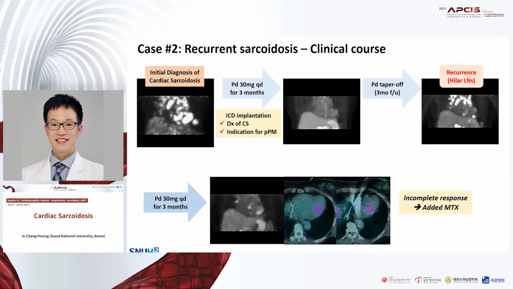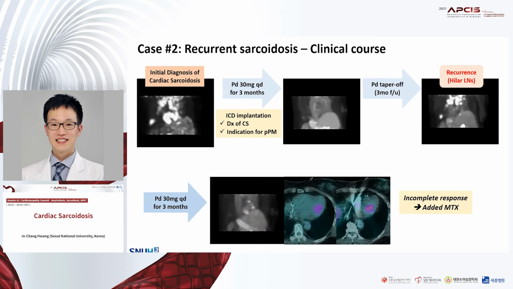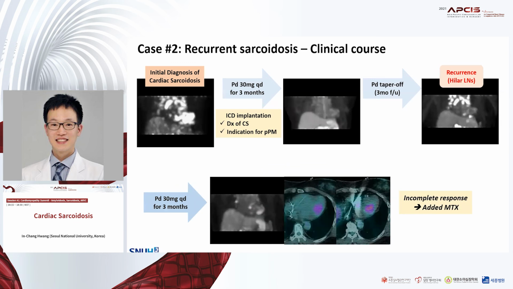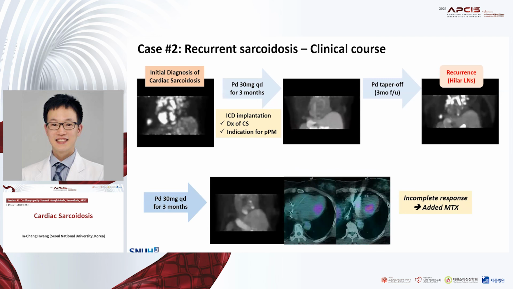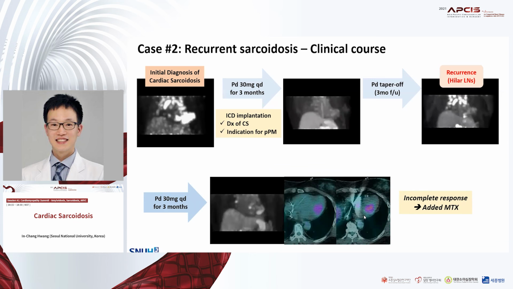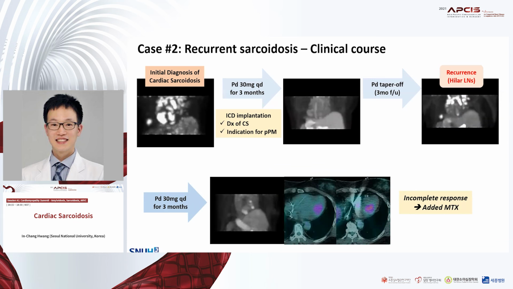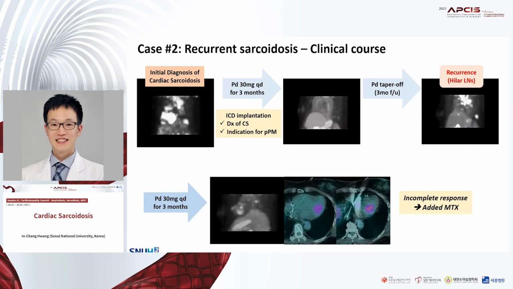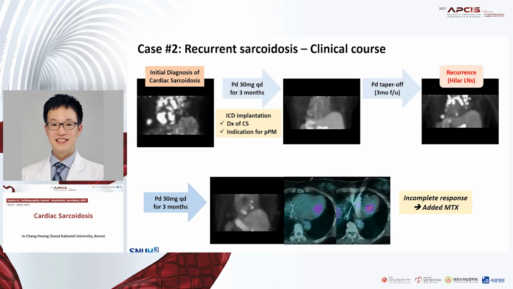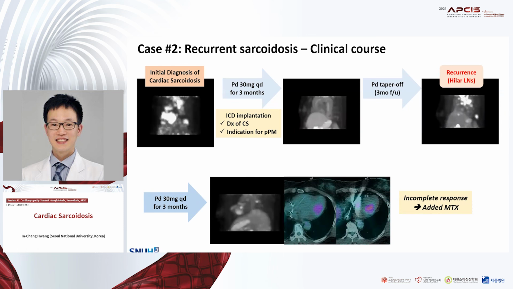So the high-dose steroid therapy was reinitiated, and after another 3 months of high-dose steroid, the PET scan showed significant FDG uptake in myocardium. So it means the treatment failure with steroid. So we had to give methotrexate as a second-line treatment, and it worked. So now the patient is in a stable condition.